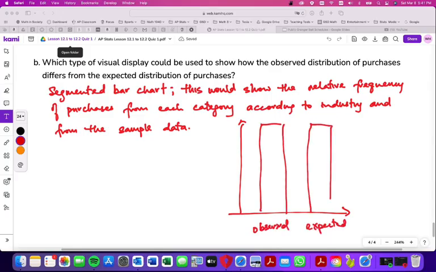So for example, now this is not drawn to scale. I'm drawing a segmented bar chart. The whole bar is like 100%. And in this case, it consists of 4 categories of items purchased, from 4 different departments. So you can see that each department occupies a certain ratio or proportion of the whole bar. So then you can see which category is observed more or is expected more. So you can use a segmented bar chart as a visual display. Right, thank you.